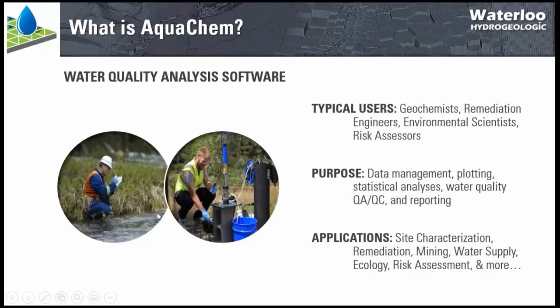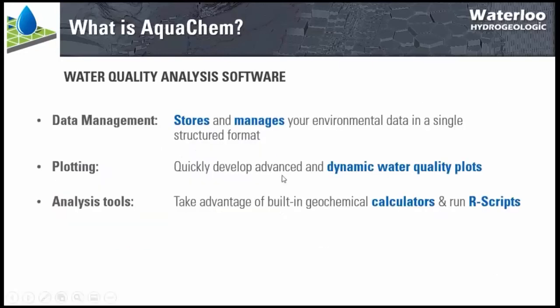So first of all, what is AquaChem? It's a water quality analysis software typically used by a wide variety of disciplines to manage environmental data, plot it, perform statistical analyses, do some QA/QC on the data, and also reporting. It's used for a wide variety of applications. AquaChem stores and manages your environmental data in a single structured format that allows you to quickly develop advanced and dynamic water quality plots and other reports, and allows you to take advantage of some built-in geochemical calculators, and also the new version will be able to run R scripts.